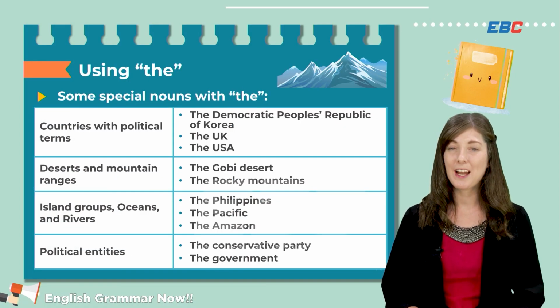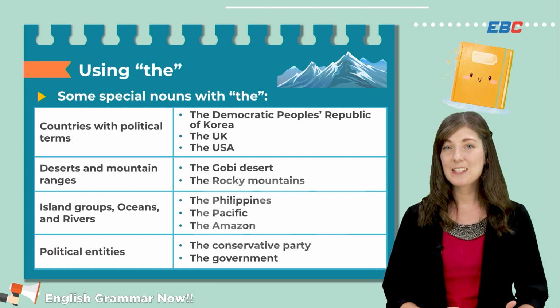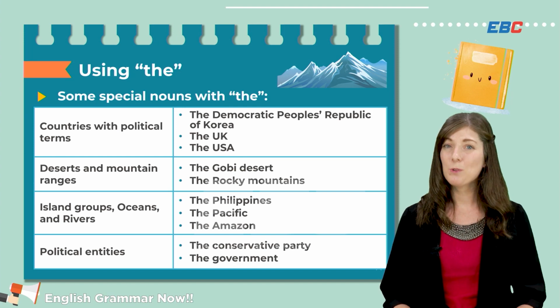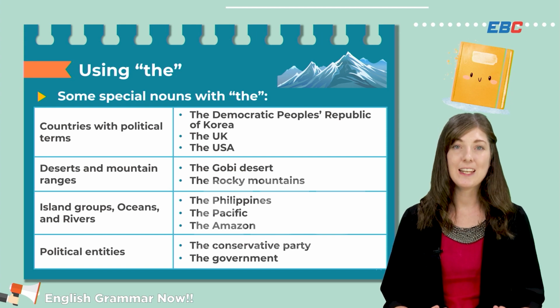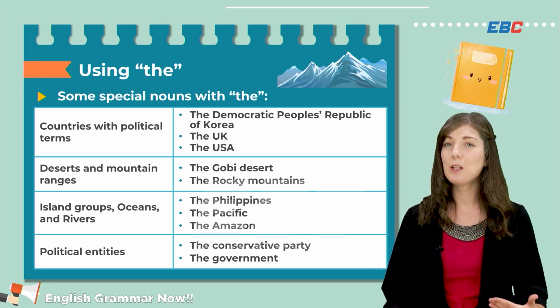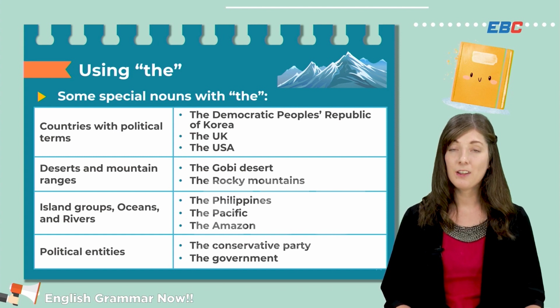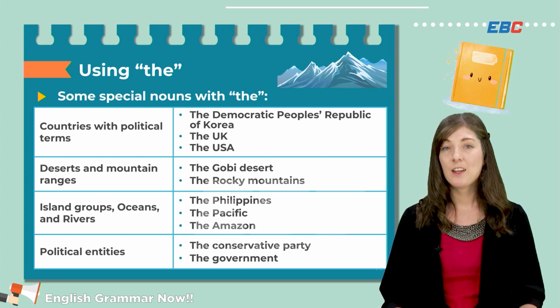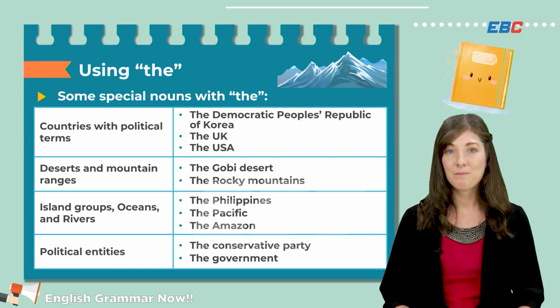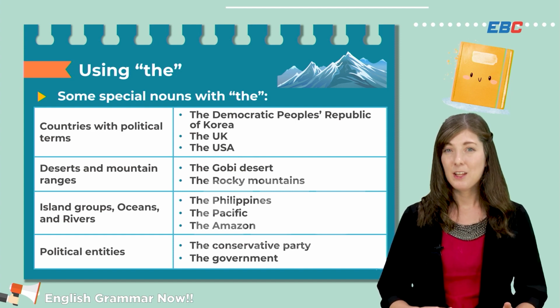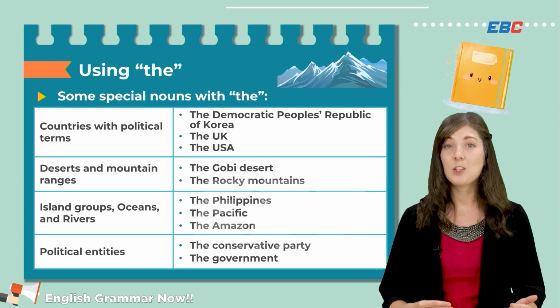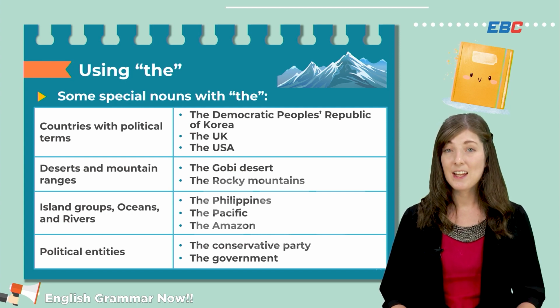Now, there's a few more categories for us to cover, and these are just things that we have to remember because the rules can get a little complicated with the. When we're talking about country names, if there is some kind of political term, we use the at the beginning. For example, the Democratic People's Republic of Korea, the UK, the US. If you've already heard, UK means United Kingdom, and USA is United States of America. Those are political terms to describe the country.